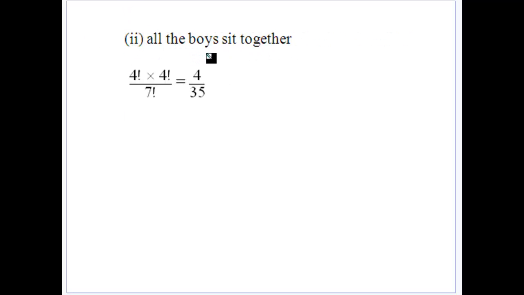All the boys have to sit together. Well, again, they can be arranged 4 factorial ways. The girls have to be arranged 4 factorial ways, over the total number of 7 factorial.